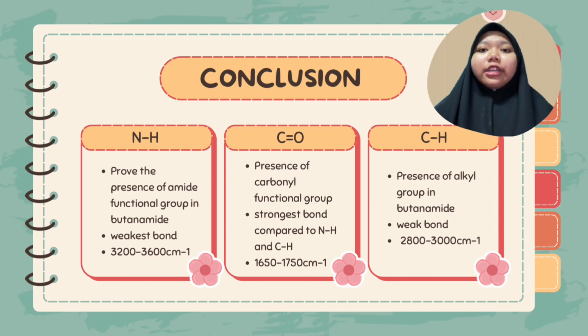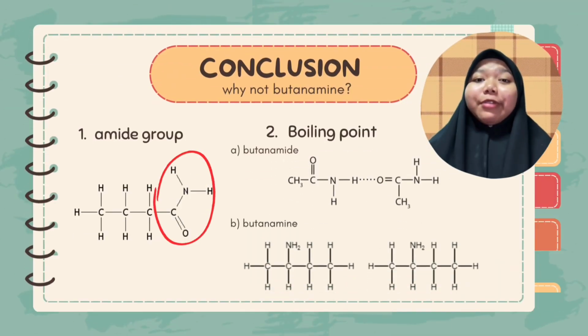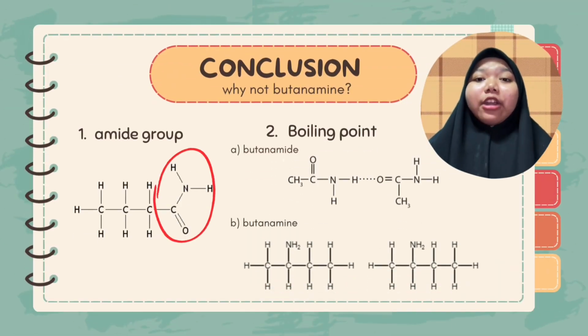The length of the alkyl group also helps us to determine what type of amide it is, whether it is propanamide, butanamide, pentanamide, and so on. Okay, why do we determine it is butanamide instead of butanamine? Obviously because it has an amide group which consists of carbon, hydrogen, oxygen and nitrogen. Meanwhile, an amine group only consists of carbon, hydrogen and nitrogen.